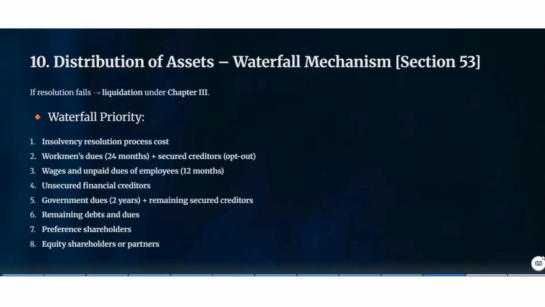Distribution of assets. Whenever a resolution plan is approved or liquidation comes into the picture, there is a waterfall mechanism provided under Section 53. If resolution fails, then what happens? Liquidation under Chapter 3 is provided. There is a waterfall priority when it comes to liquidation of the assets. The insolvency resolution process costs are first to be disbursed.